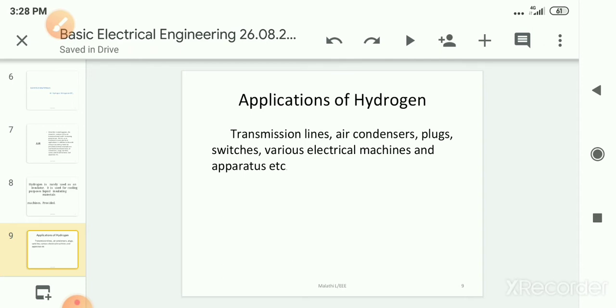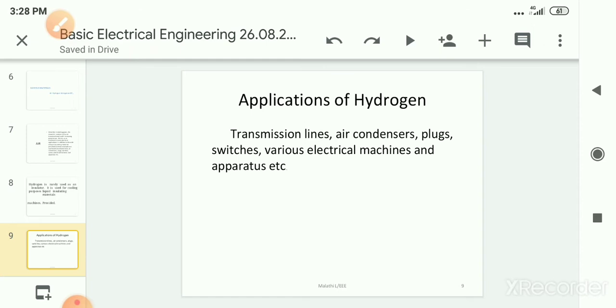What are the properties of hydrogen? It is very light and can penetrate well into the interior parts. Its density is 7% of that of air. It has high thermal conductivity, 7 times that of air. Hence, it can dissipate heat at a higher rate.